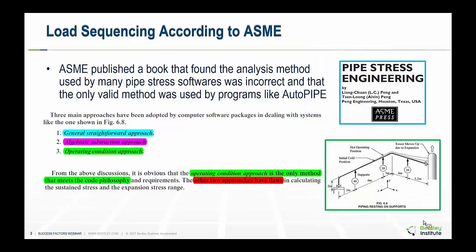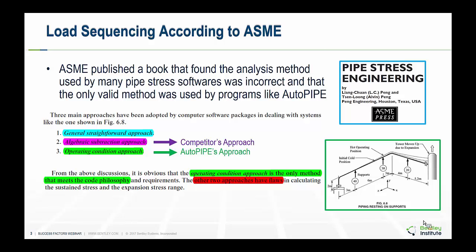ASME published the book Pipe Stress Engineering by L.C. Pang and Alvin Pang, which stated that the analysis method used by many pipe stress software packages was incorrect, and that the only valid method was used by programs like AutoPIPE. This book mentions there are 3 approaches to handling the nonlinear analysis. There is the general straightforward approach that many general-purpose FEA programs like ANSYS and Abaqus use. There's the algebraic subtraction method, which many of our competitors used, and the operating condition approach, which AutoPIPE uses.